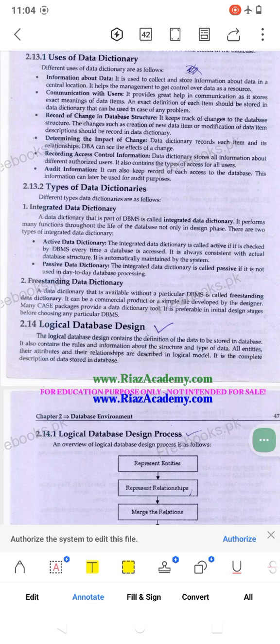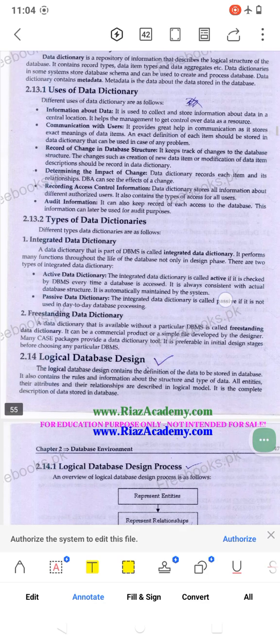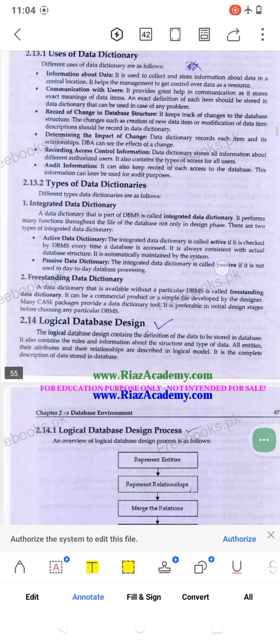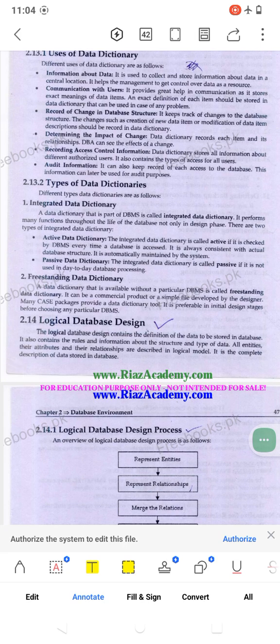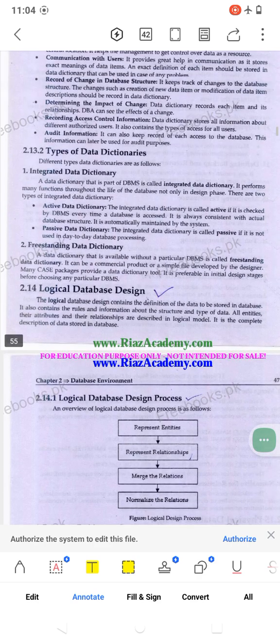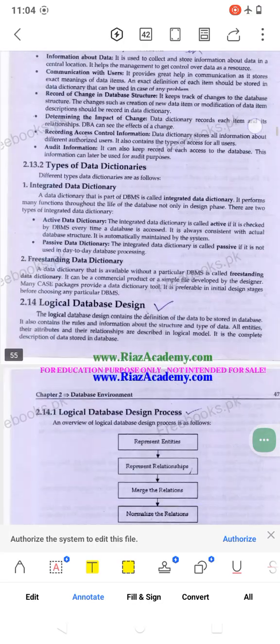Next we have the freestanding data dictionary. This is the opposite behavior of the integrated data dictionary. In an integrated data dictionary, we have a data dictionary that is a part of the DBMS, which is called integrated. Vice versa, a data dictionary that is available without a DBMS is called a freestanding data dictionary. This is all about the data dictionary topic.